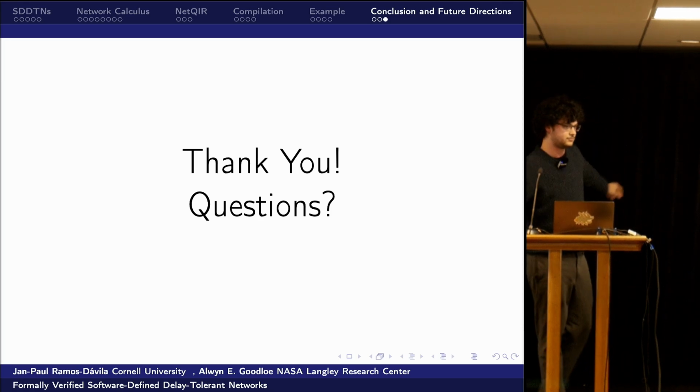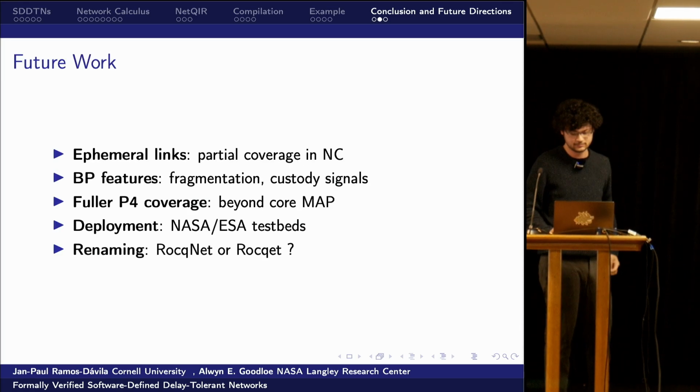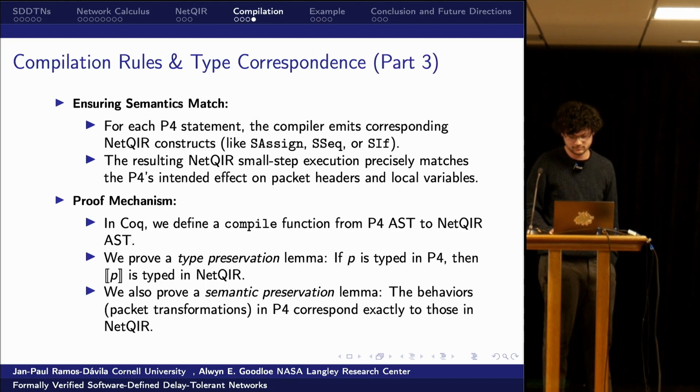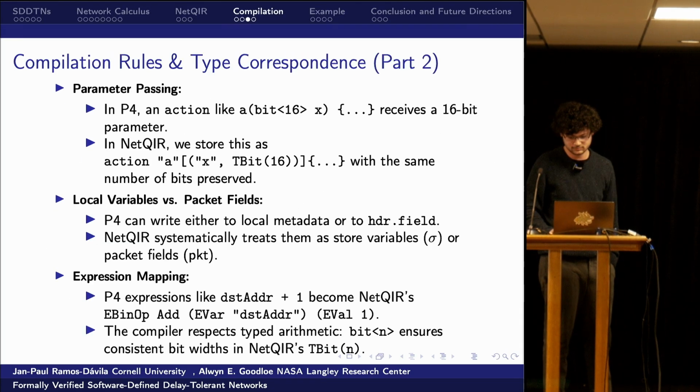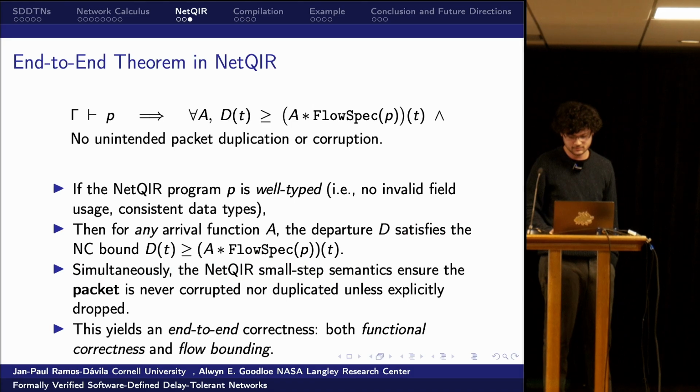I have one quick one. So in your theorem, maybe a couple slides back, this D, where does D come from here? So A is universally quantified. What is the connection between the departure D and the arrival function? Where does D come from?